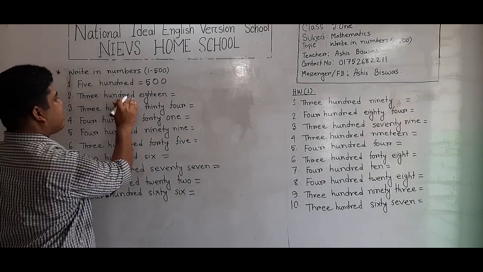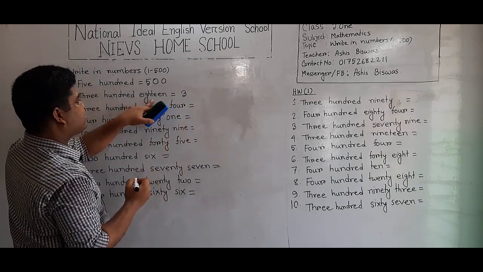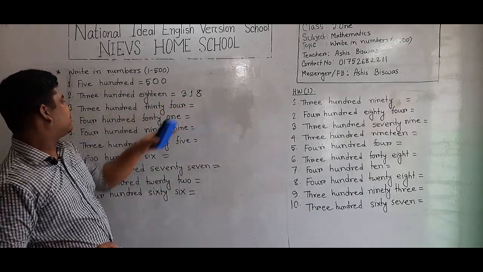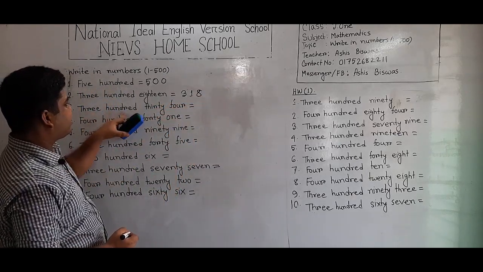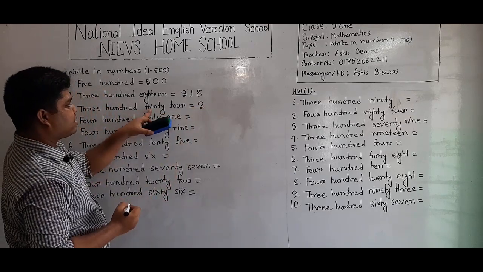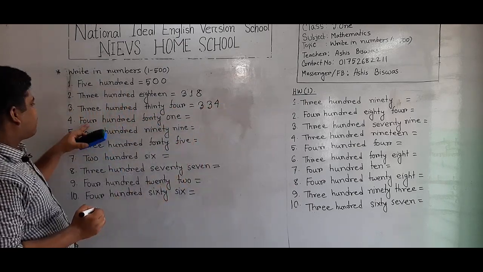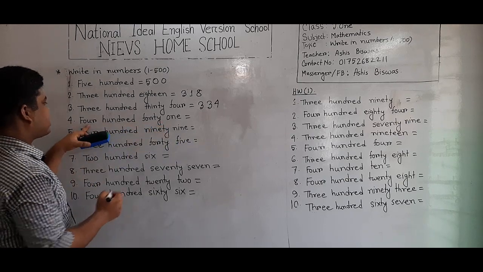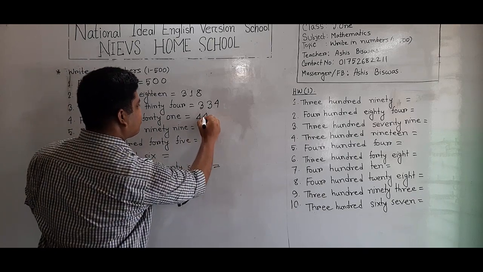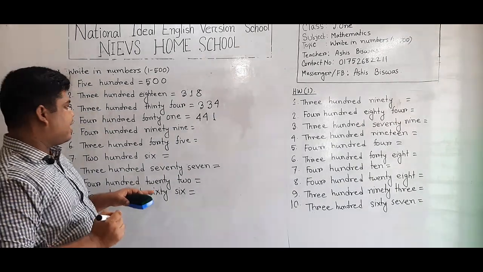Then number 2, 318. So 300, at first we write 3, then 18, that means 1 8, and read as 318. Then our next number is 334. So 300, write 3 first, then 34, that means 3 4. Next, 441. So write 4 first, then 41, that means 4 1, and read as 441.